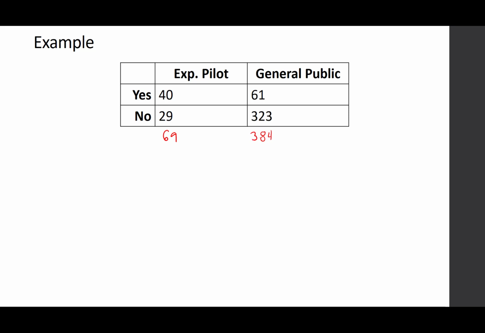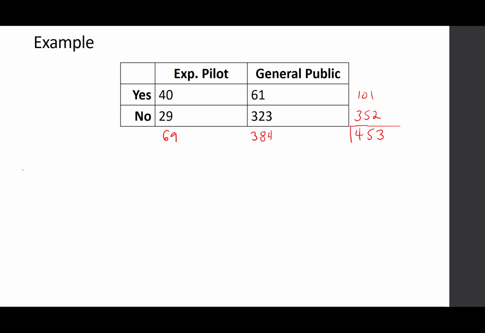And the total number of yeses, let's get our row totals now. The total number of yeses is 40 plus 61, so that's 101. And the total number of noes is 29 plus 323, which is 352. Now the total, you can add up your row totals or your column totals. That should all add to the total. It ends up being 453. And you can see that 101 plus 352 equals 453, and the same with 69 plus 384. All right, so now we're ready to go.